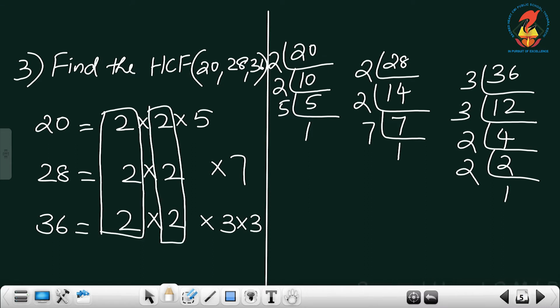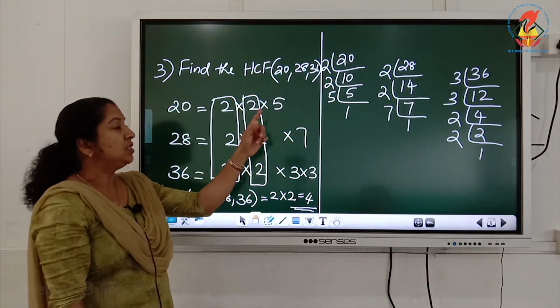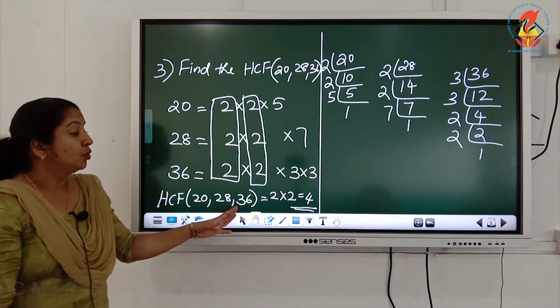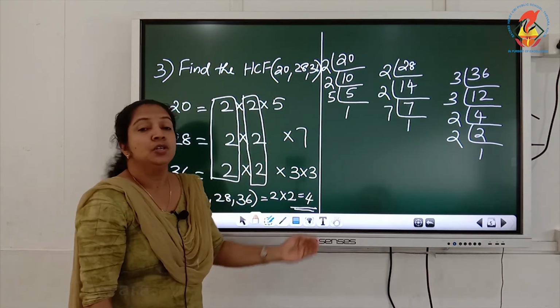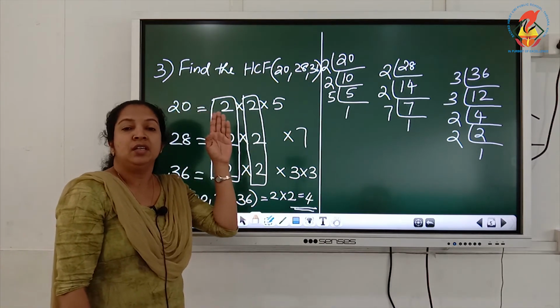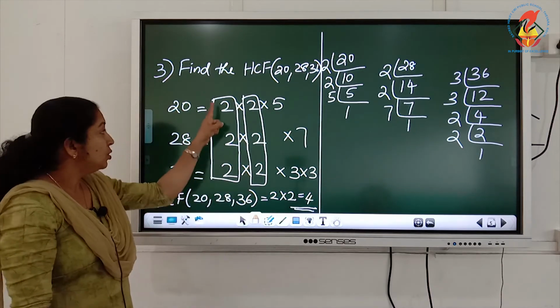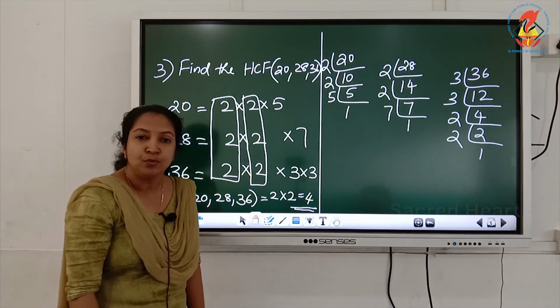So the answer is, HCF of 20, 28 and 36 is equal to 2 into 2, which is equal to 4. So what we have done here is we have written the prime factorization of all the three and we have taken the common numbers of all the three. So 2 is common in these three. So we are taking it as 2 into 2 which is equal to 4.